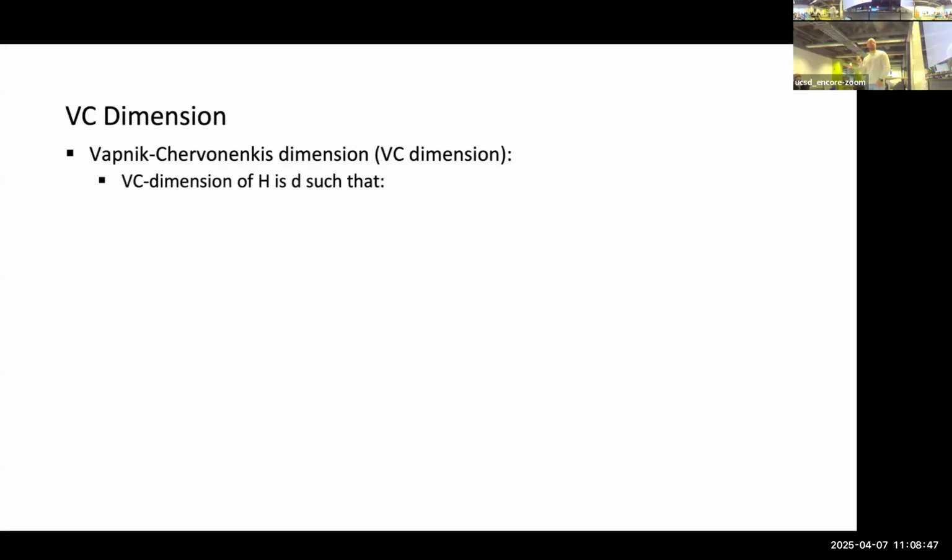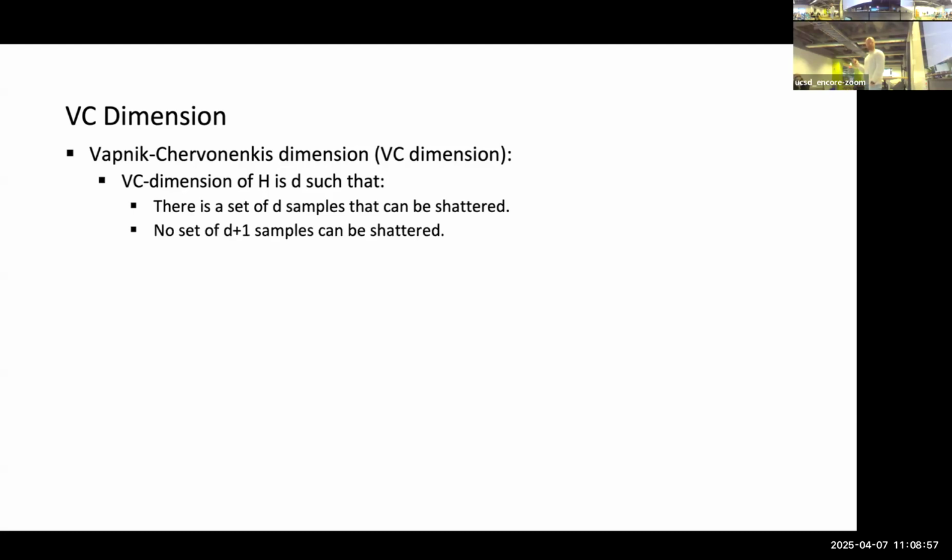So just for those that haven't seen the VC dimension first, let's quickly recap what it is. The VC dimension is just a complexity measure of this hypothesis set. So how complicated can these hypotheses be? It's defined as the D such that there's a set of D samples that can be shattered, I'll define what that is in a second, and no set of D+1 points can be shattered by this hypothesis set.